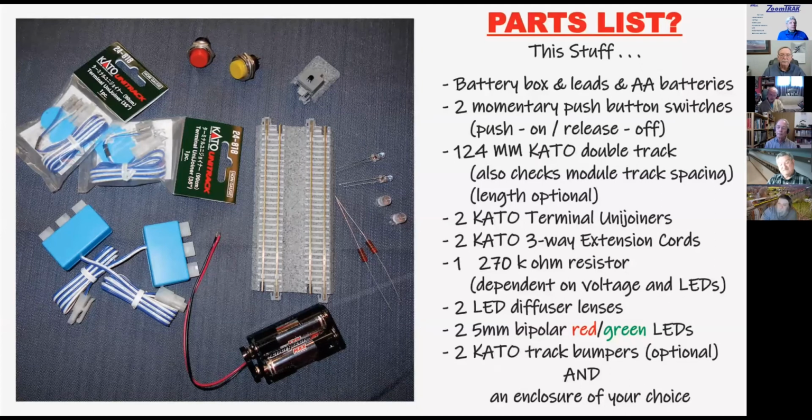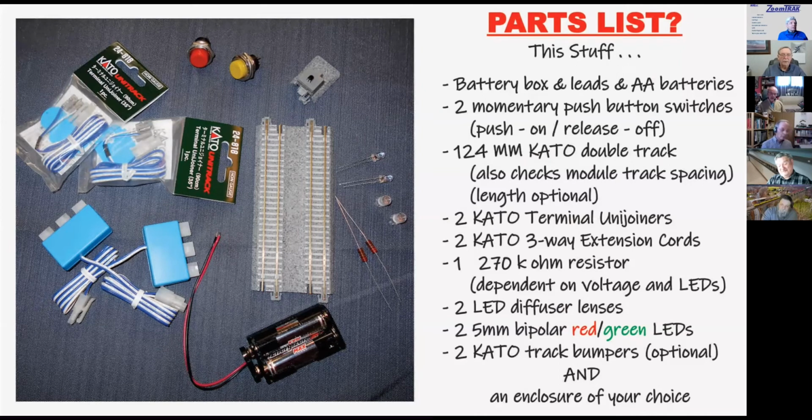The parts list, well, that'd be this stuff. A battery box and leads with a couple of AA batteries. Now, larger C-cell batteries could be used for more electrical capacity, in other words, a longer battery life, or other forms of batteries as desired. But AA batteries are very readily available, including rechargeable versions, and the electrical load of this tester is minute, so battery life is not an issue.